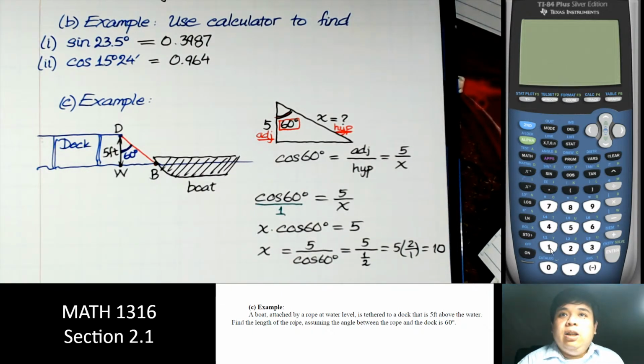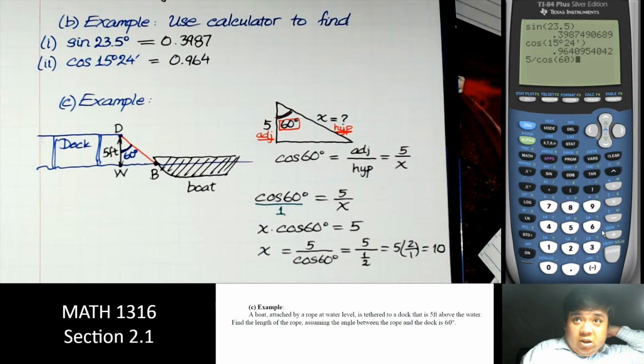Of course, we can also use a calculator. 5 divided by cosine of 60 degrees. The calculator is still in degree mode, so that works out to 10, right?